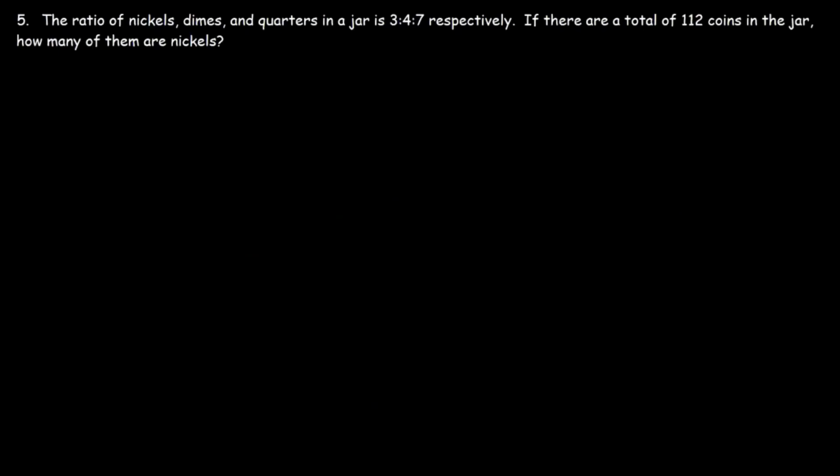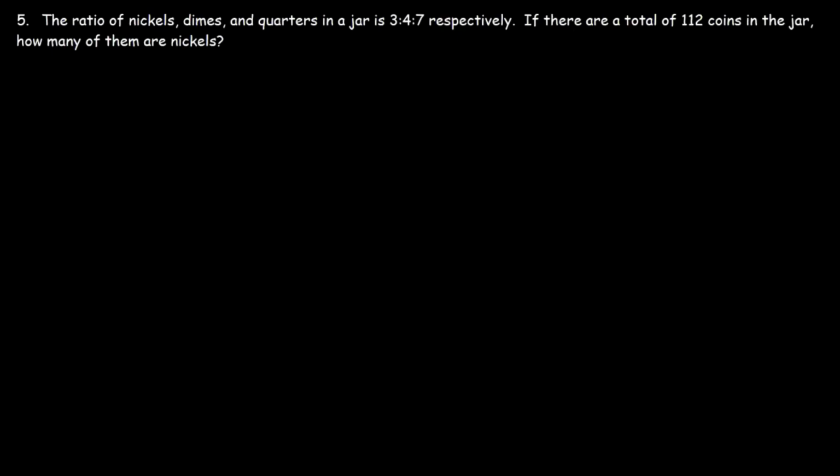Number 5. The ratio of nickels, dimes, and quarters in a jar is 3 to 4 to 7, respectively. If there are a total of 112 coins in the jar, how many of them are nickels? So this is a multi-step problem. Feel free to pause the video and try it.